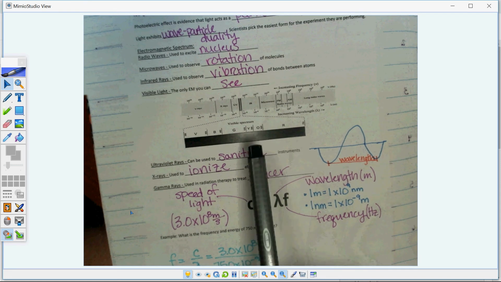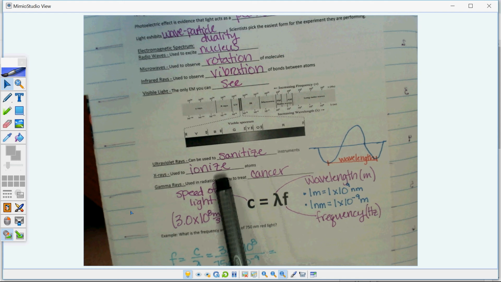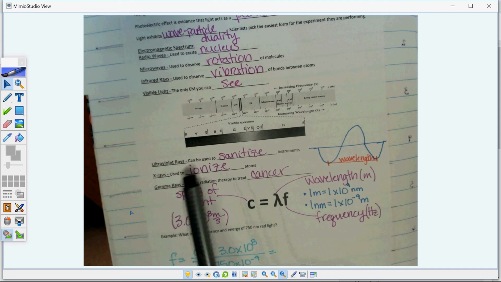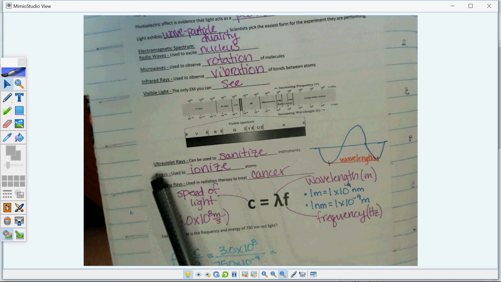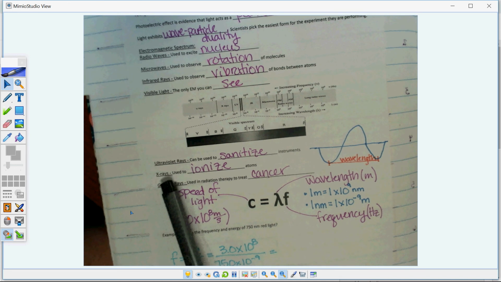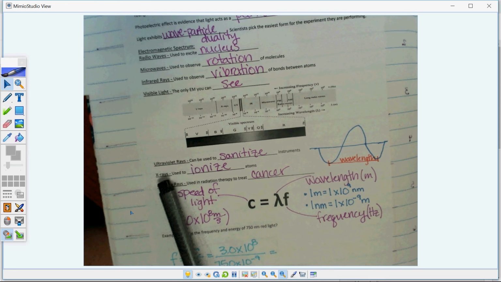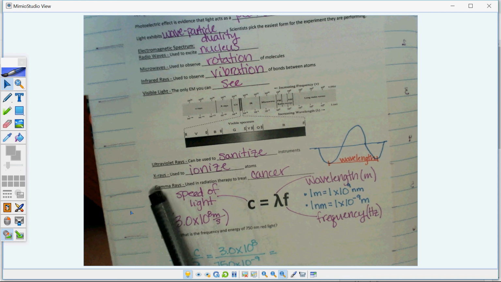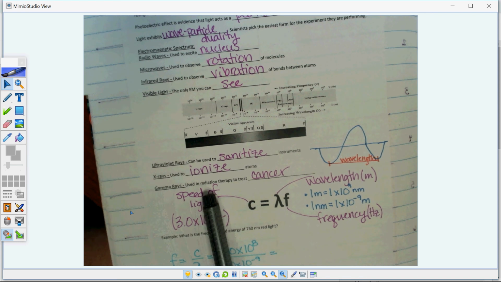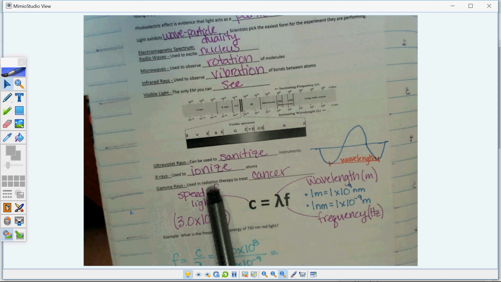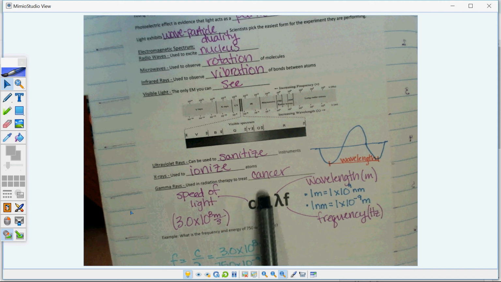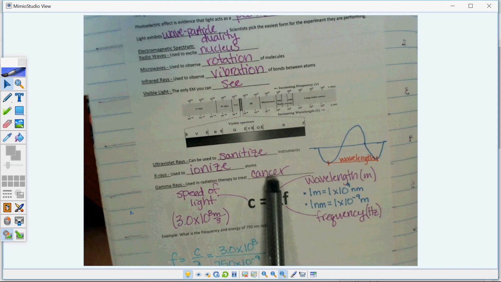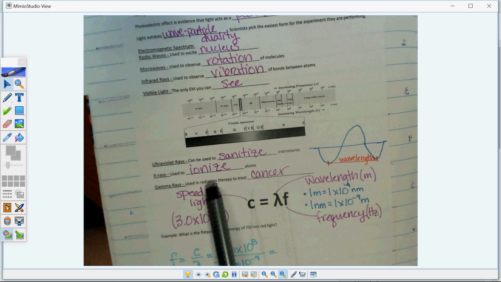X-rays ionize atoms, which means it causes them to lose or gain electrons. They're strong enough, or energetic enough, to penetrate soft tissue. That's why we can use them to take pictures of our bones underneath our muscles and skin. And then gamma rays, they can actually be harmful to you. They're damaging to your cells. However, if we have cells that we want to damage, like cancer cells, then we can use them to target those kinds of things.